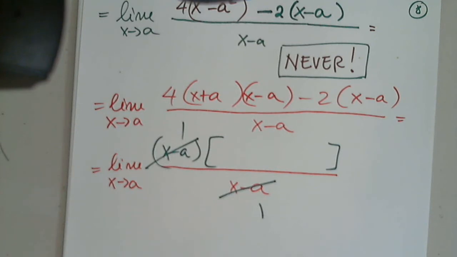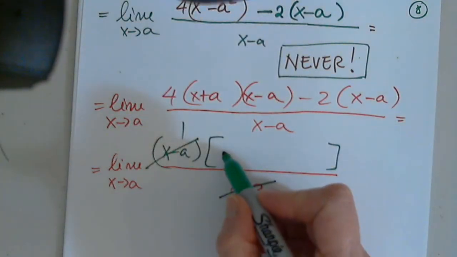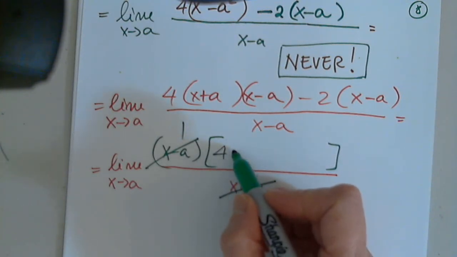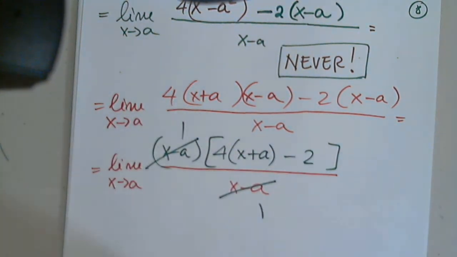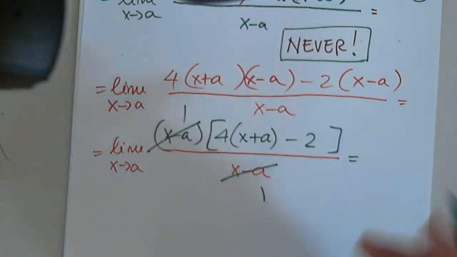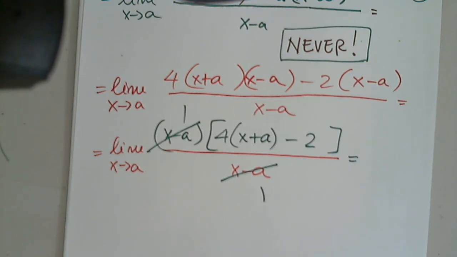Lindsay, you want to try? Gia, you want to try? Anyone? Yeah, it's going to be 4 times parenthesis x plus a minus 2. Excellent. So final answer. Now I drop the limit operator.